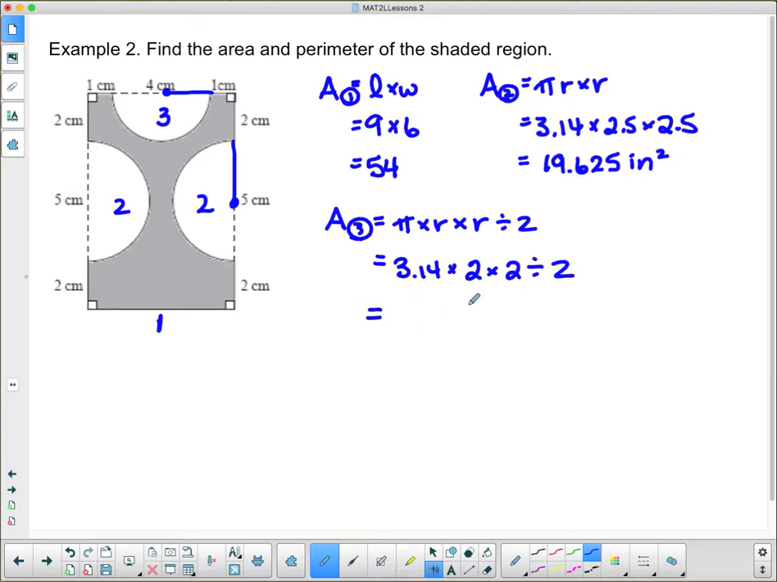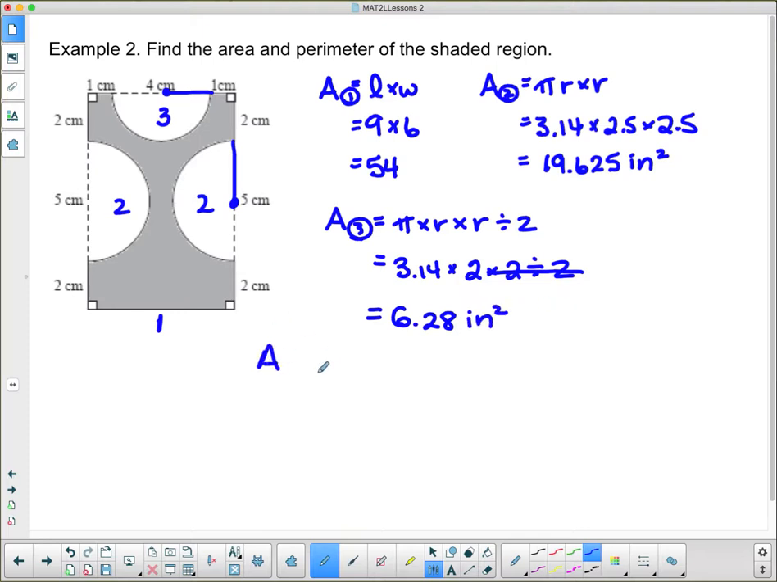Well, 3.14 times 2 divided by 2, well, this 2 divided by 2 is going to go away. When you times by 2 and then divide by 2, that on the end isn't going to do anything, so we can just times by 2, which is going to be 6.28. But you can type that into the calculator. You can type it all in if you want. If that didn't make sense to you, just type it all in. And so that's square inches.